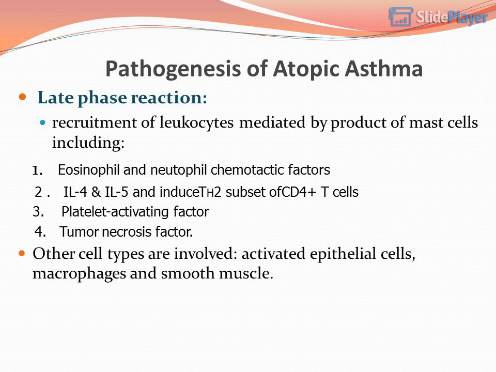Pathogenesis of atopic asthma. Late phase reaction. Recruitment of leukocytes mediated by products of mast cells including 1. Eosinophil and neutrophil chemotactic factors. 2. IL-4 and IL-5, which induce Th2 subset of CD4 plus T cells. 3. Platelet activating factor. 4. Tumor necrosis factor. Other cell types are involved: activated epithelial cells, macrophages and smooth muscle.